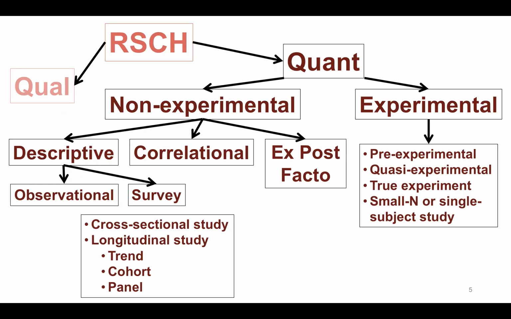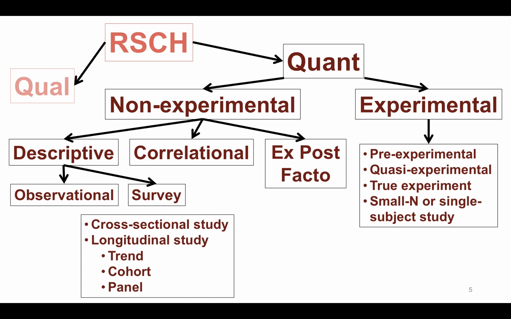So this is a concept map showing the different major types of designs that we'll look at. Starting at the top, you have research that can be subdivided into either qualitative research or quantitative research. We'll hold off on qualitative until another lecture. For today, we're just going to talk about quantitative. So quantitative studies can be subdivided into either non-experimental studies or experimental studies. Experimental studies can include pre-experimental, quasi-experimental, true experiments, small n, or single subject studies. And we'll talk about each of those in another video at another lecture soon in this course.